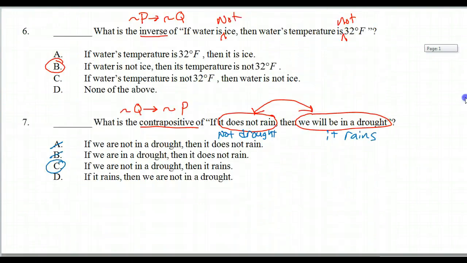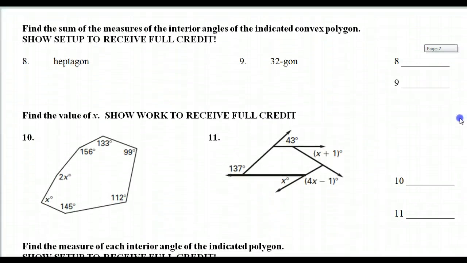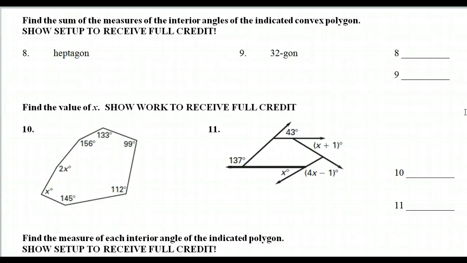Okay, that was the old assignment. All right, so here's our first exercise. Find the sum of the measures of the interior angles of the indicated polygon. Heptagon. What in the world?